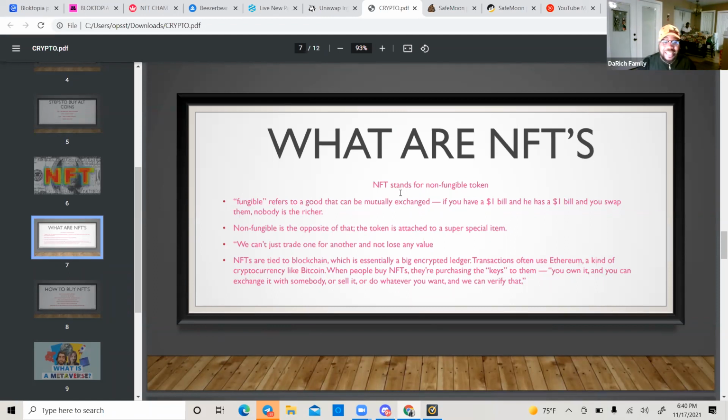So when people buy these NFTs, these non-fungible tokens, they're purchasing keys to them. So essentially, you own it. It is yours, and you can exchange it with somebody else or sell it or do whatever you want, and we can verify it. Without verifiable proof, there's no value. That's why you see things like Bored Apes going for $100,000.